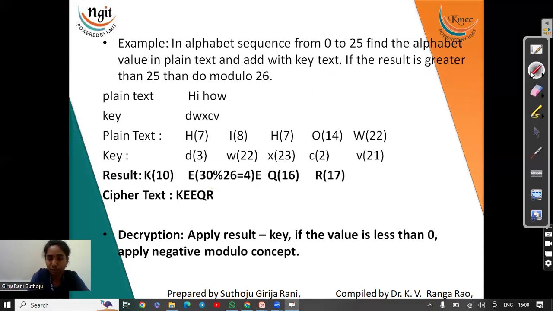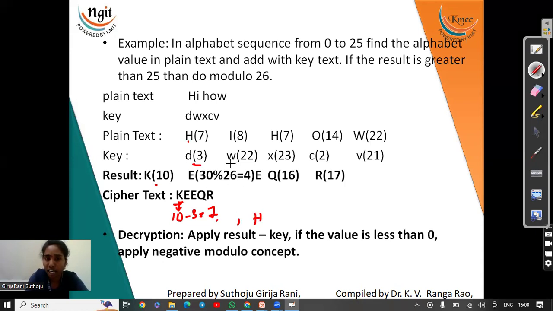So the decryption process: the ciphertext is KEEQR and the key is DWXCV. K is taken as 10, and what should we do? 10 minus 3. What is 10 minus 3? 7. What is the value 7? H. So my H value is back.